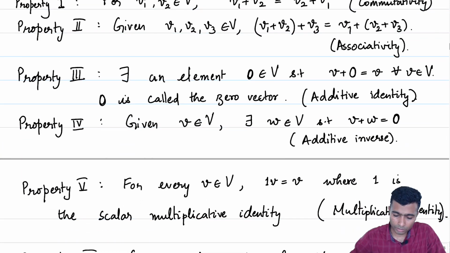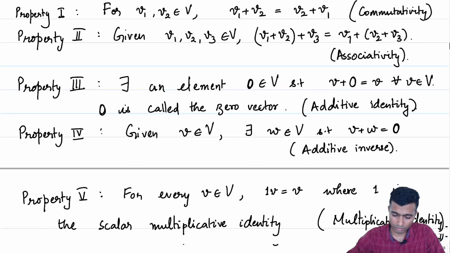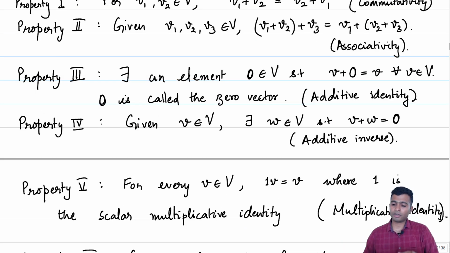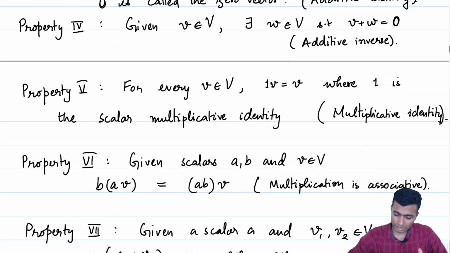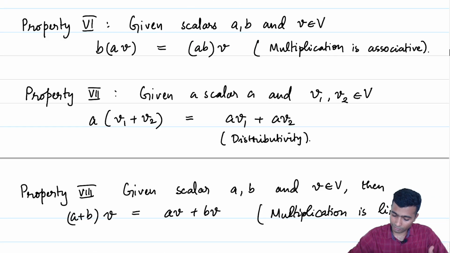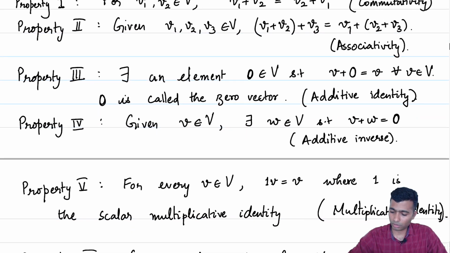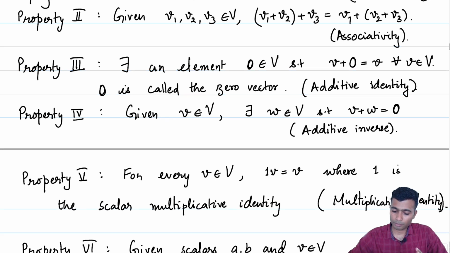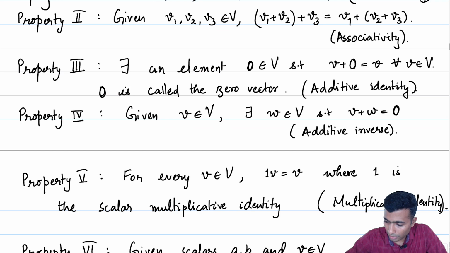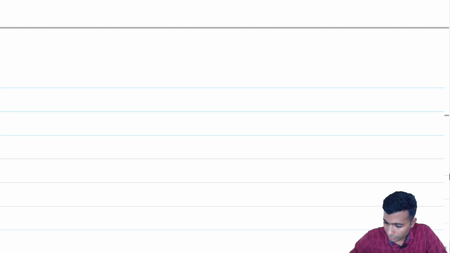Let me just point out that property 1, property 2, property 5, property 6 and property 7 and even property 8. So, except properties 3 and 4, every other property is automatically satisfied because it is satisfied for V. I will let you think about it as well.